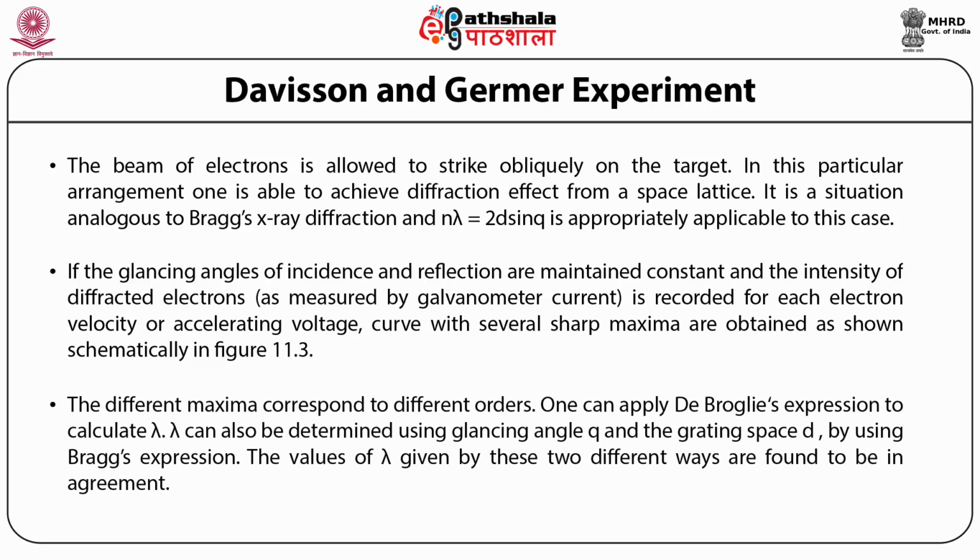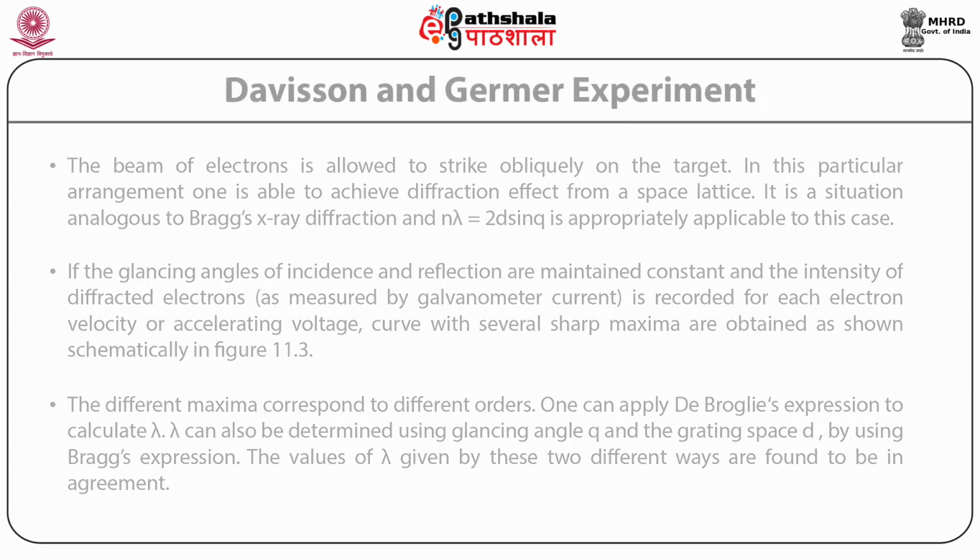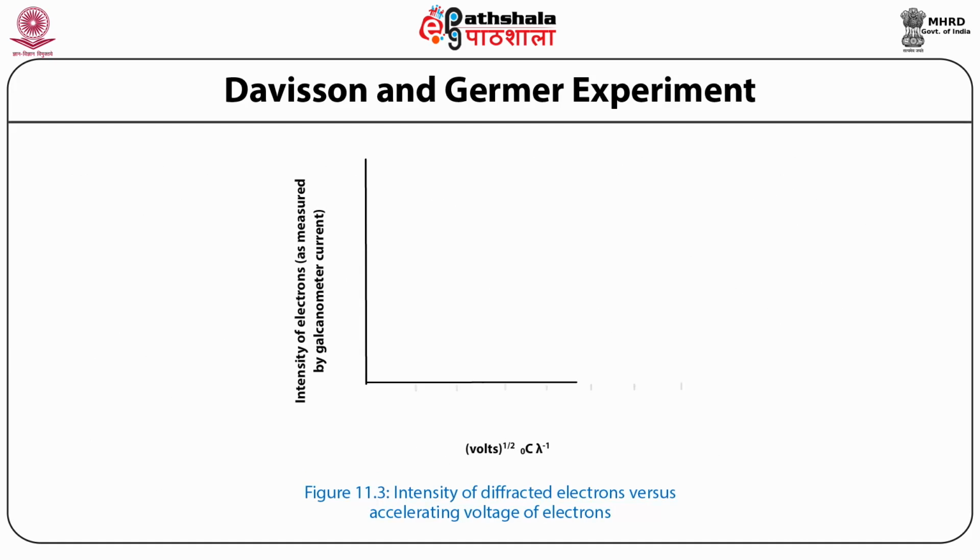The different maxima correspond to different orders. One can apply de Broglie's expression to calculate lambda. Lambda can also be determined using the glancing angle theta and the grating spacing d by using Bragg's expression. The values of lambda given by these two different ways are found to be in agreement. Figure 11.3 shows the intensity of diffracted electrons against the accelerating voltage of electrons.